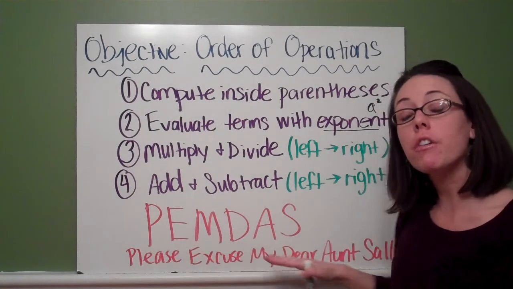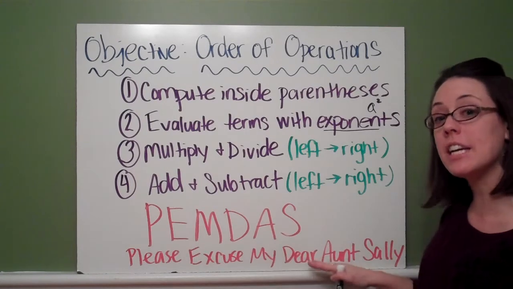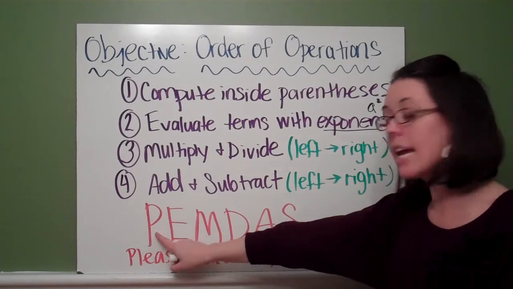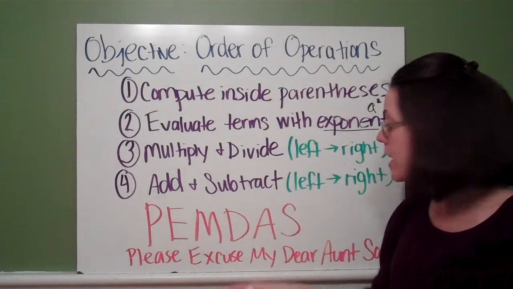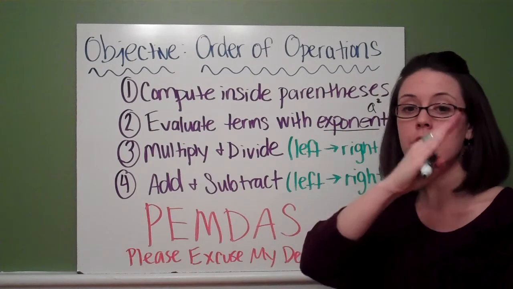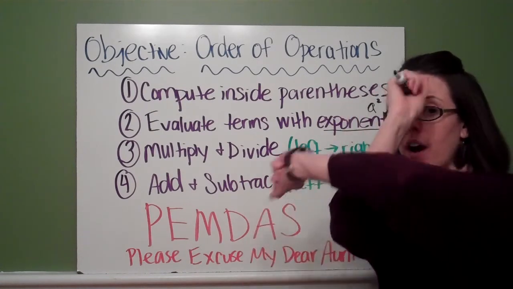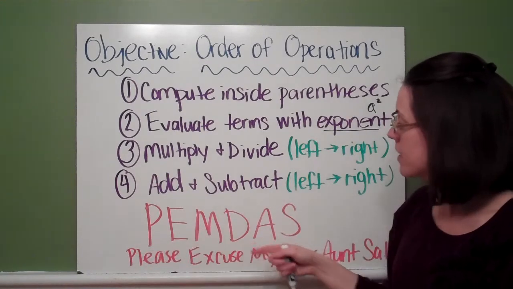Many of you have heard of the acronym PEMDAS, which means please excuse my dear Aunt Sally. P is for parentheses, E is for exponents, M is for multiply, D is for divide, A is for add, and S is for subtract. PEMDAS.